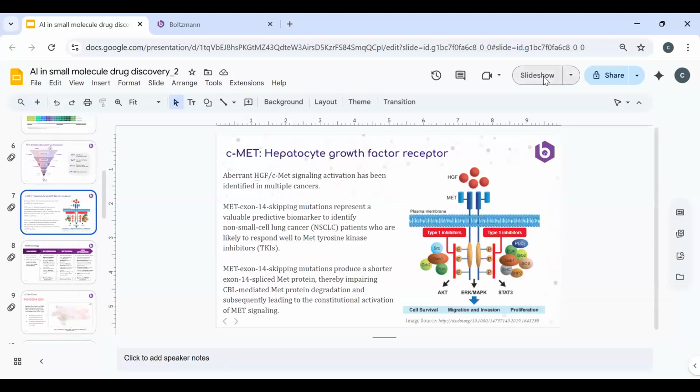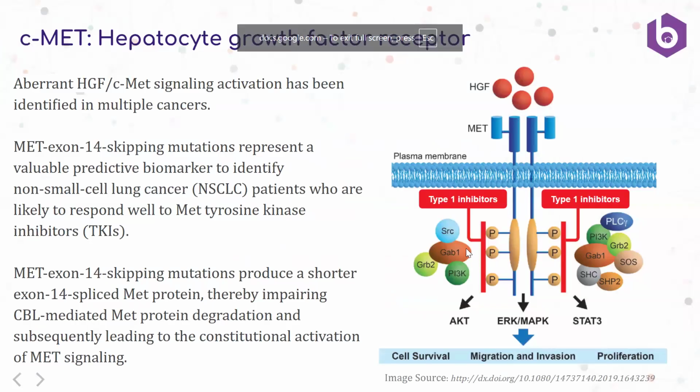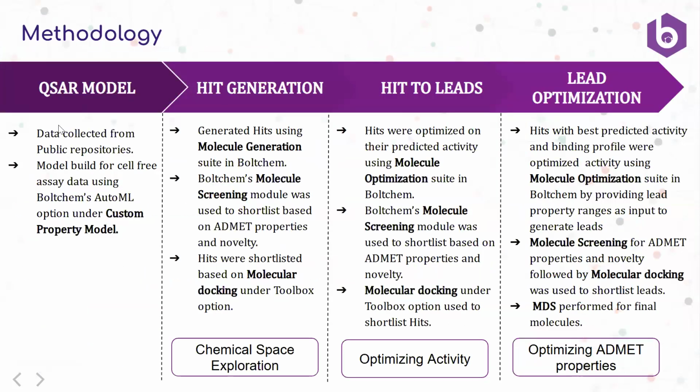So I will quickly walk you through a case study that we did. It might be a bit simple for you. This is a full-on case study wherein we have generated hits, and then we have generated leads, and then we have optimized those leads. What we did was we built a QSAR model first, and then we generated hits. We went to hit to lead and lead optimization. So all of these modules are available. Once you've joined the hackathon, I will provide this particular case study to you to get a better clarification on how we did it.